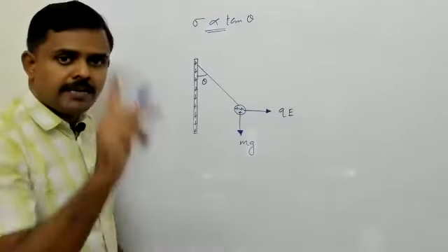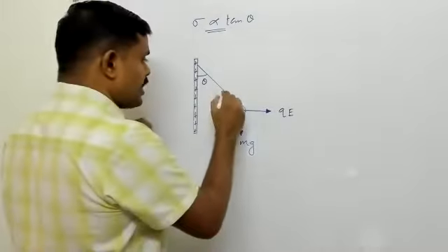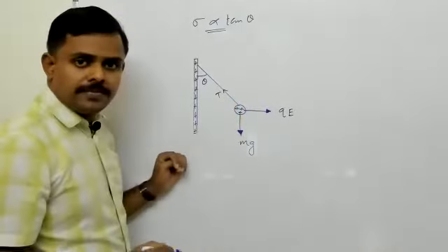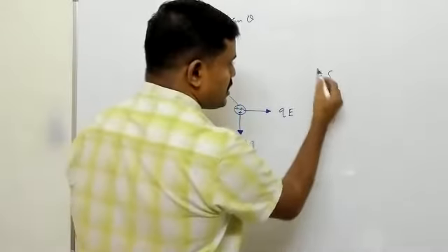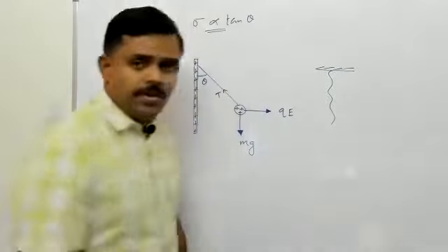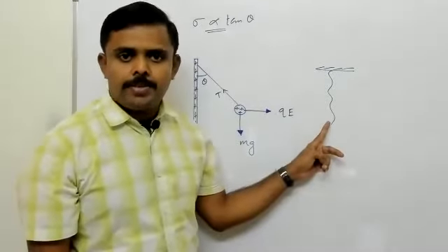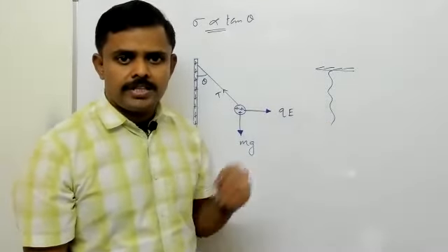And then what else? There is one more force, called tension. Have you heard about tension? If a wire is suspended from the roof and the wire is slack, slack means loose, there is no tension.